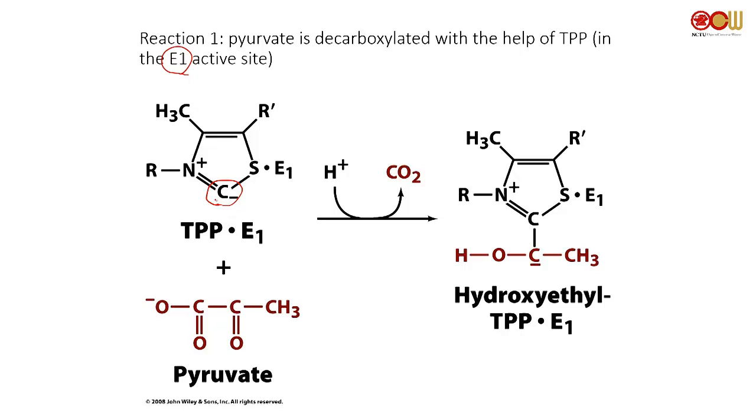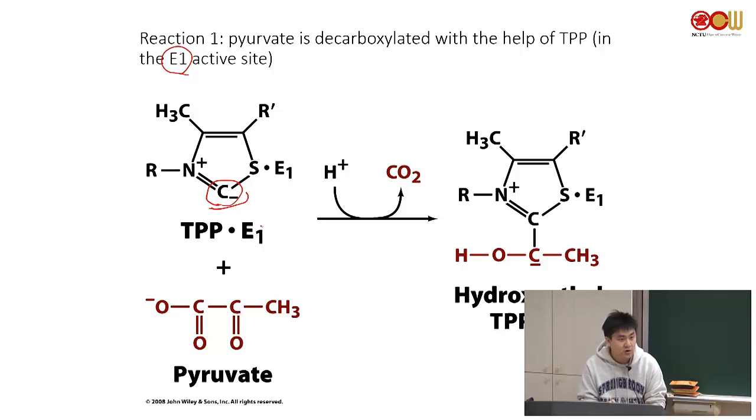It's the same way that pyruvate decarboxylase uses. So we talked about pyruvate decarboxylase, and it's the same mechanism. Once you generate this carbanion on the TPP, it's going to attack pyruvate, and then you will do a decarboxylation. So this mechanism you've seen before when we talked about pyruvate decarboxylase, okay?